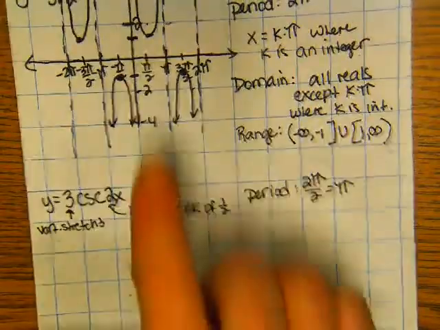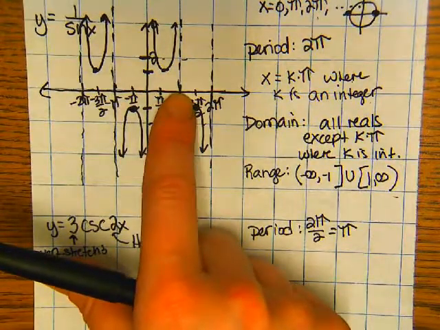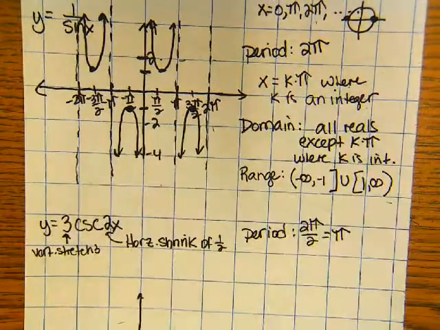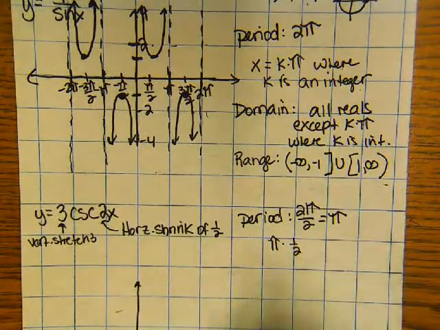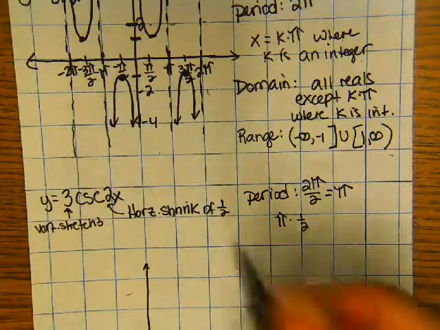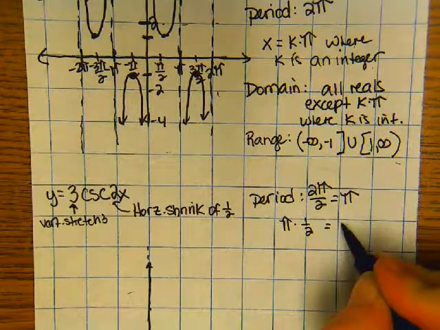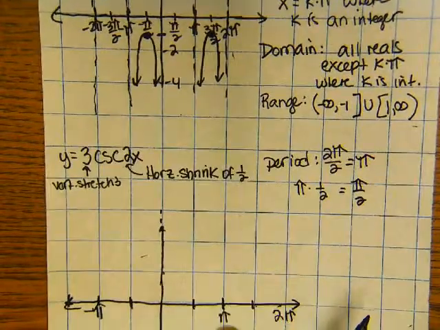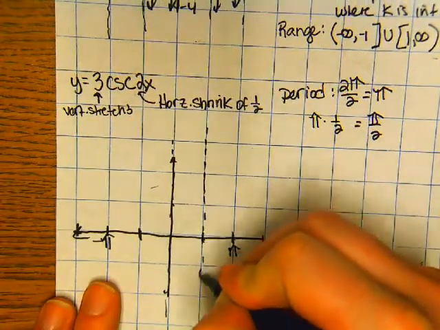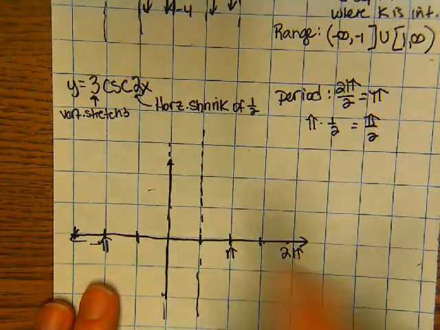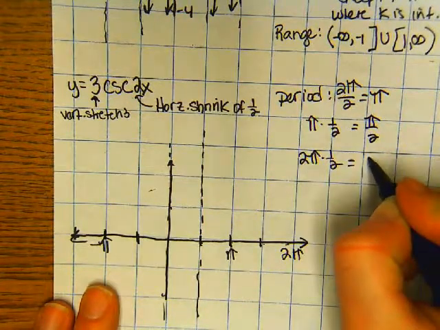List some of the old asymptotes. 0, pi, 2 pi, right? And then we're going to shrink them all by 1/2. So first of all, what's 0 times 1/2? 0. So there's still going to be an asymptote at 0. What's pi times 1/2? Pi halves. So now there's going to be one at pi over 2. I expanded my graph to make it a bigger scale. Okay, the next one was at 2 pi, but I'm going to cut it in half. So now it would be at pi.